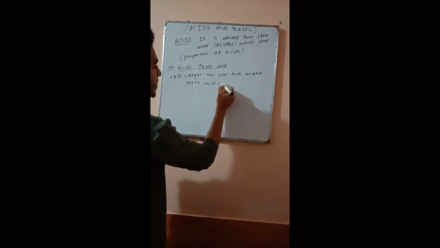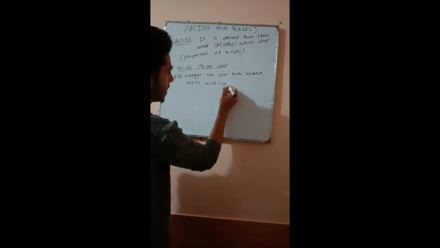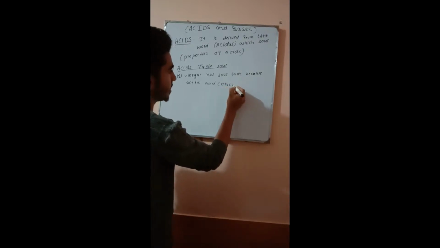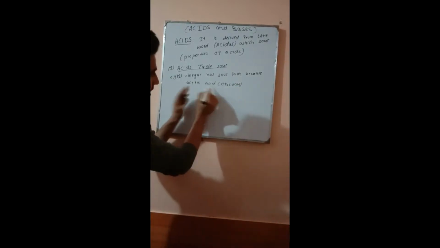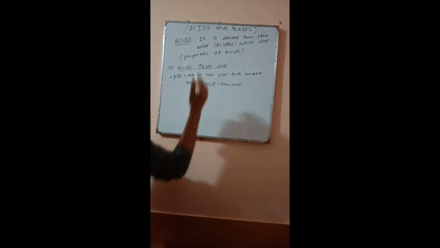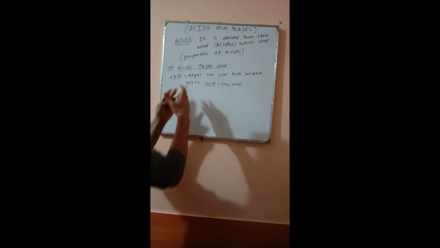The formula is CH3COOH. This is acetic acid. It's also an acid, and in further videos we will read and discuss how it is called an acid.